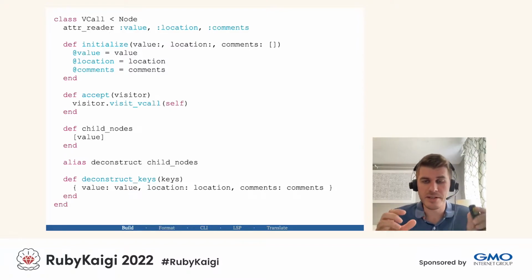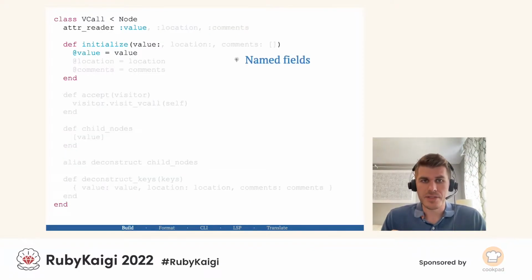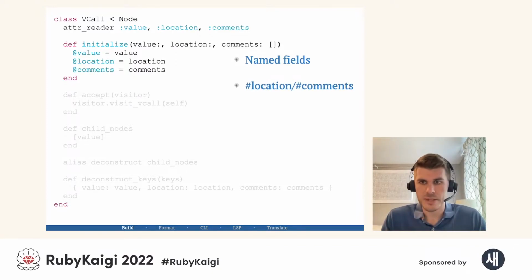This is important and differentiates it from things like Ripper because it has location information for every node in the tree. It also has comments, and comments are any inline comments before or after or on the same line as this node. Every node in the tree has comments. Those are the named fields that are available to it, location and comments.